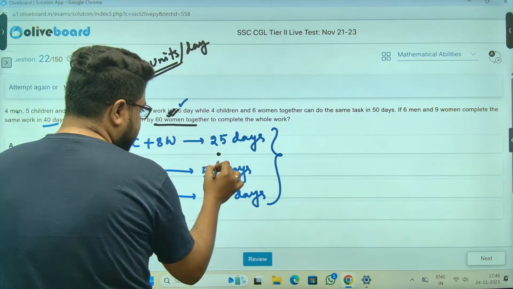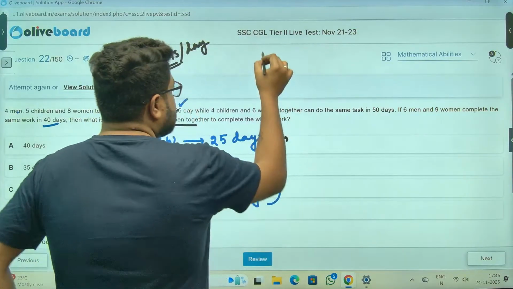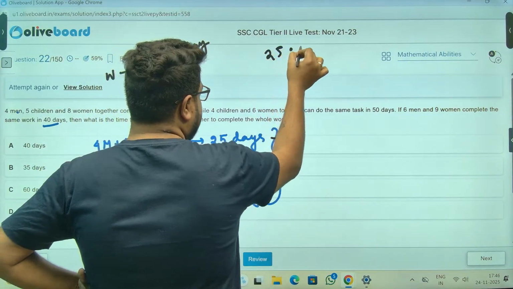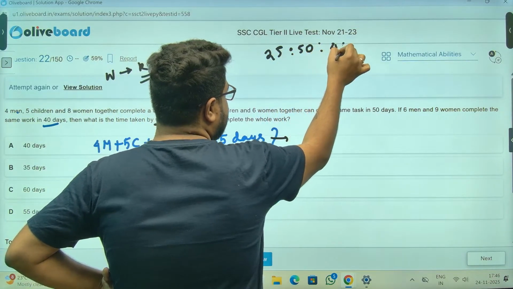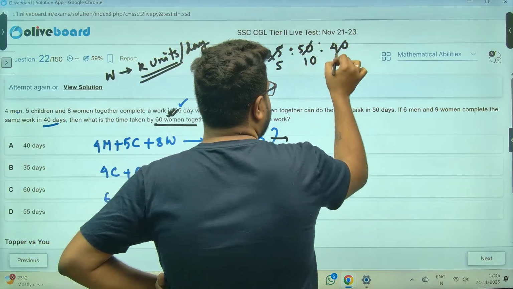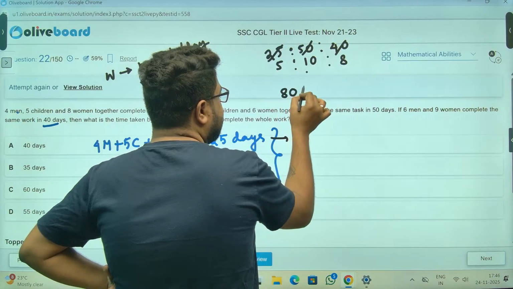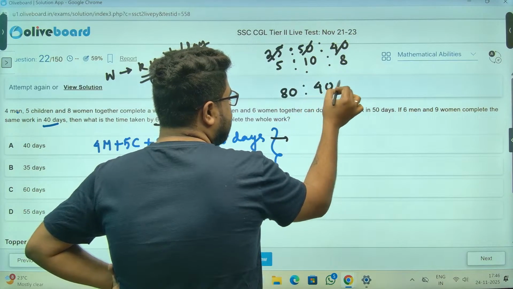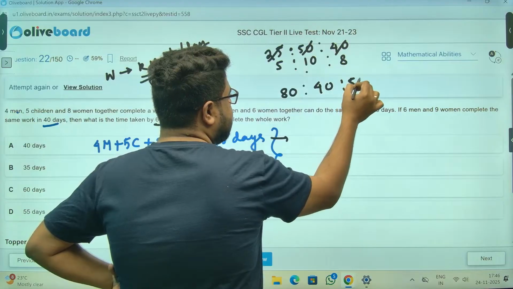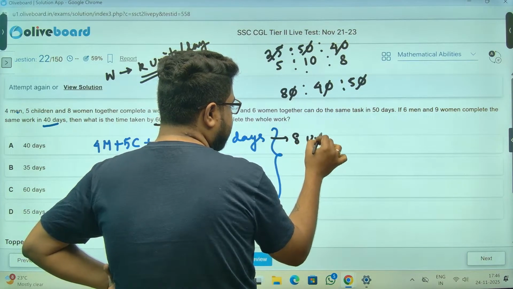This is the time ratio. So let's figure out the efficiency ratio also. The ratio was 25, 50, 40. Let's do this a bit, it will be easier. 5 5s, 5 10s, 5 8s. So efficiency will be 10 into 8, 80 here. 5 into 8, 40 here. And sir, 5 into 10, this here. So efficiency will be 8 units here per day.